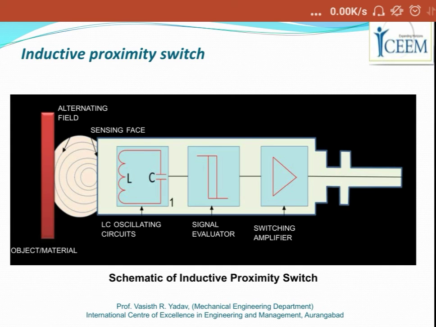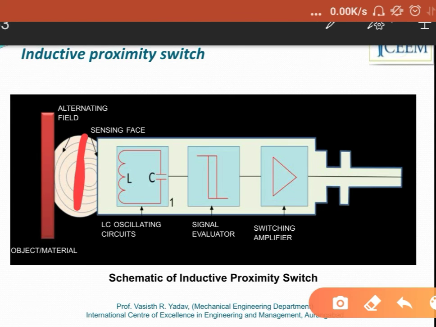It consists of a coil. This is a coil where some alternating current will be passed and some magnetic field will be produced. Then again it consists of an oscillating circuit, an amplitude detecting circuit, and finally a triggering circuit, that is a switching amplifier, right? So we can say that its whole construction is very similar to eddy current proximity sensors.